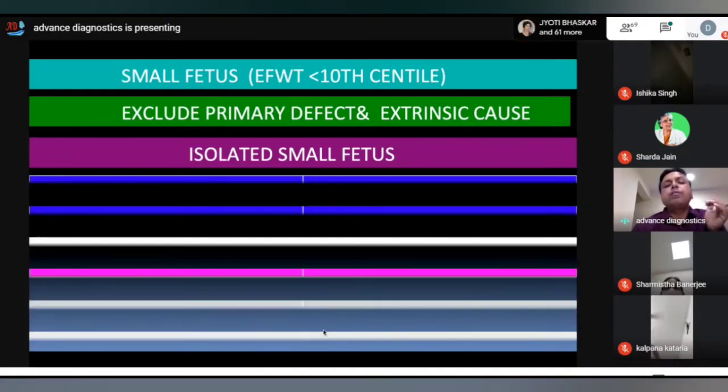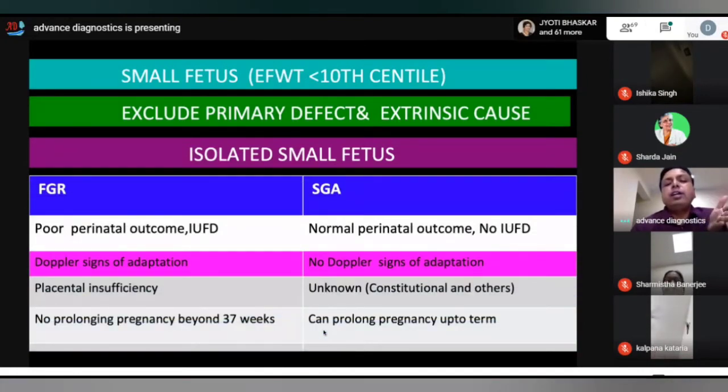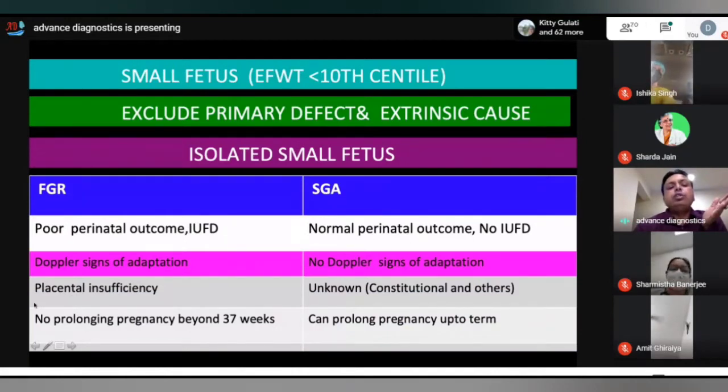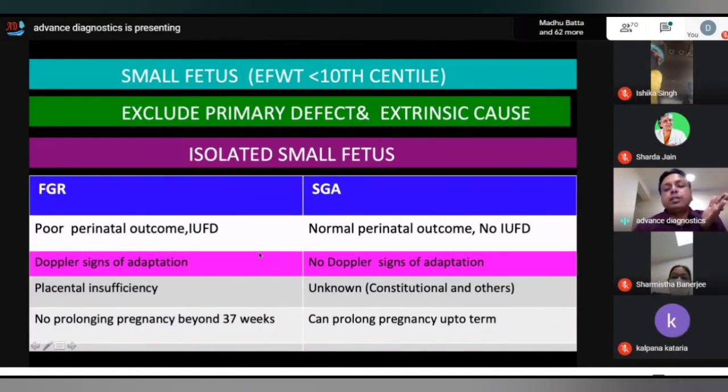Now our job is to differentiate between FGR and SGA, because FGR is associated with poor perinatal outcome and intrauterine fetal death, and we should not prolong the pregnancy beyond 37 weeks. So it has to be differentiated, again, by the proper signs of adaptation. What are they? That we will discuss later.